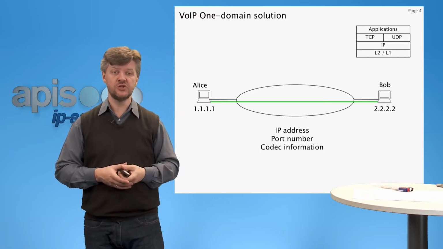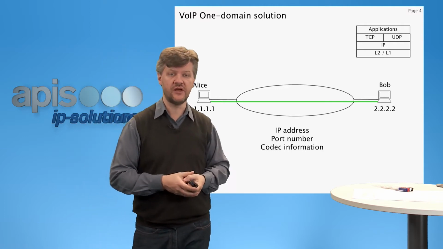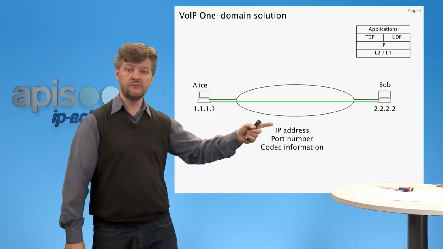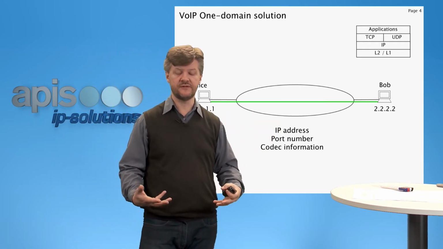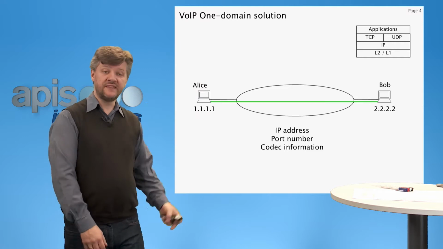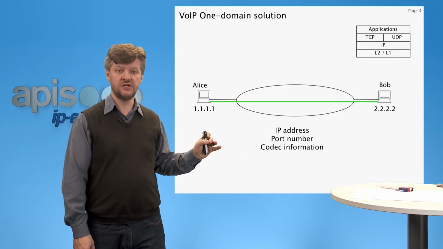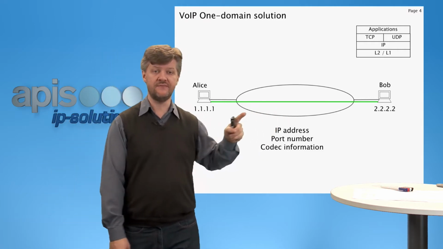So they need to agree with each other which codec they're going to use, so that when Alice sends ones and zeros to Bob, Bob knows what to do with those ones and zeros. But this is pretty much it. This is what Alice and Bob need to exchange in order to be able to start sending media.